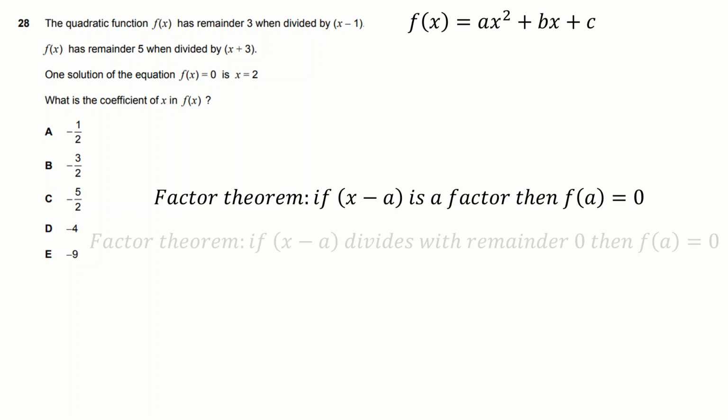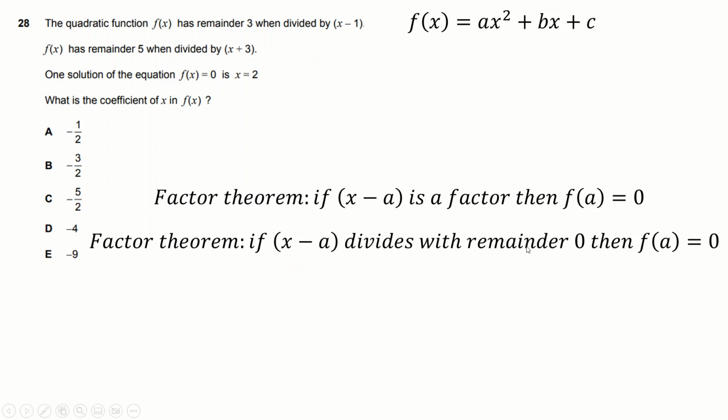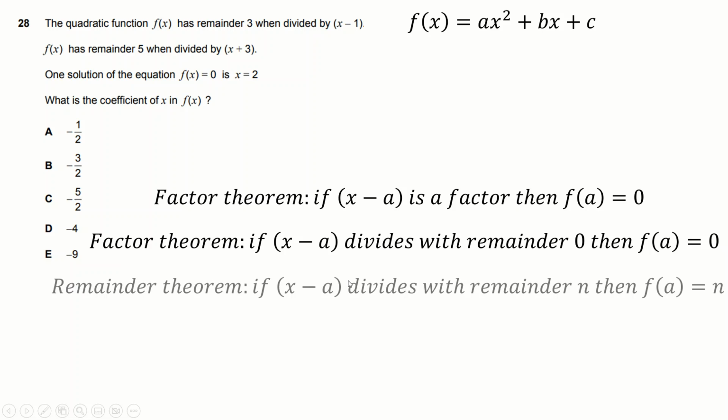So what I'll say is, if x minus a divides with remainder 0, then f of a is 0. And this extends to the remainder theorem, which says if x minus a divides with remainder n, then f of a is n. So you just replace the 0 with whatever number you want, and the theorem still holds. What they're saying here is, because that's a minus 1 there, that means f of 1 is equal to 3. That's what the remainder theorem says there. And this one here says f of minus 3 equals 5.